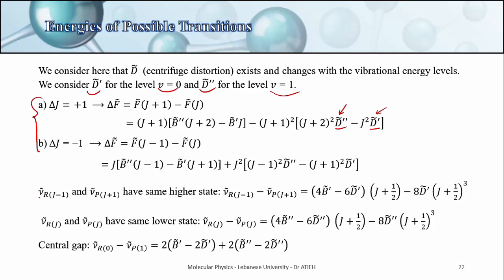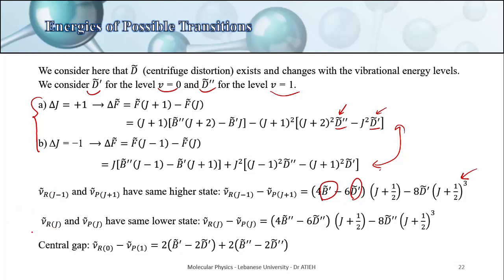Now if we want to see the difference between the wave numbers ν of R(J-1) and ν of P(J+1), which have the same higher state as we have done before, this difference will be 4B prime minus 6D prime (J plus half) minus 8D prime (J plus half) cubed. So as you can see here again, the difference between these two wave numbers depends on the rotational constants of the lower level only. It doesn't have B double prime or D double prime. It only depends on B prime and D prime, which are the characteristics of the lower vibrational level.